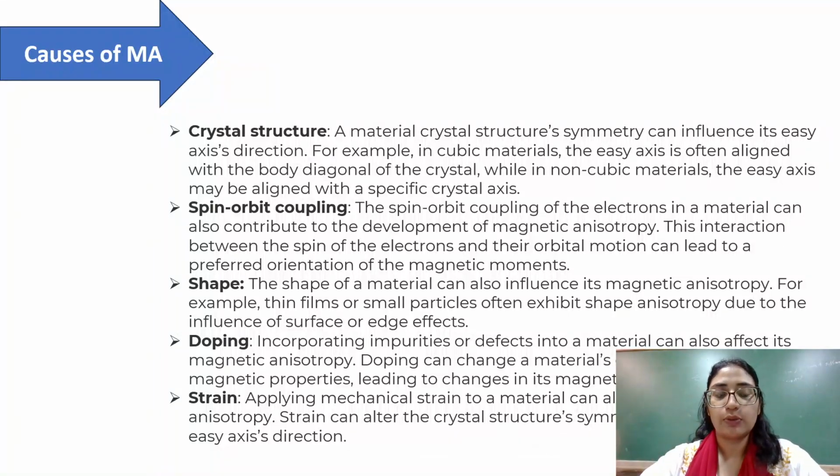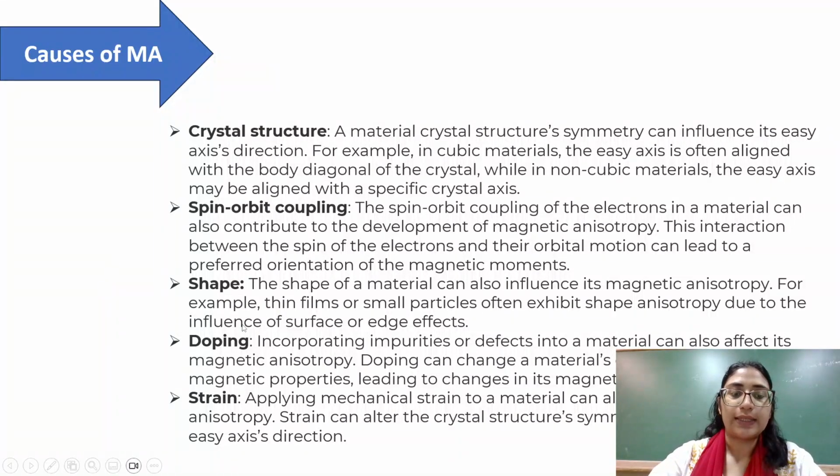Doping also, because when we dope any kind of impurity into our materials, it creates defects, and these defects change the electronic properties as well as the magnetic properties of our material. And stress or strain: any physical stress on your material, on your crystal structure, can influence your magnetic anisotropy.